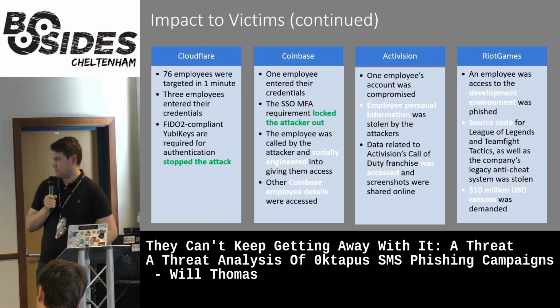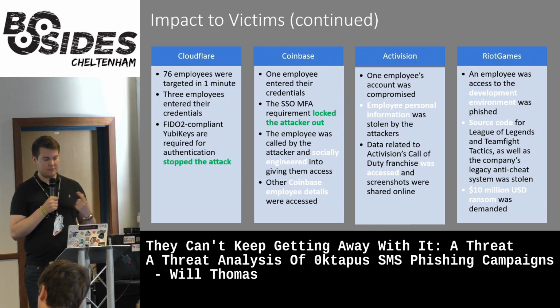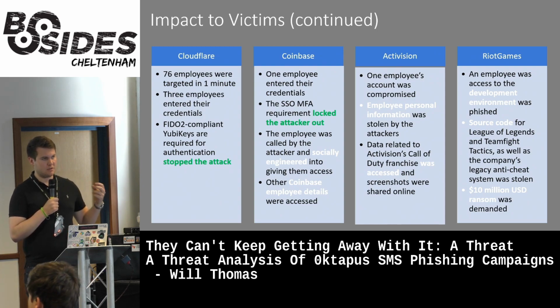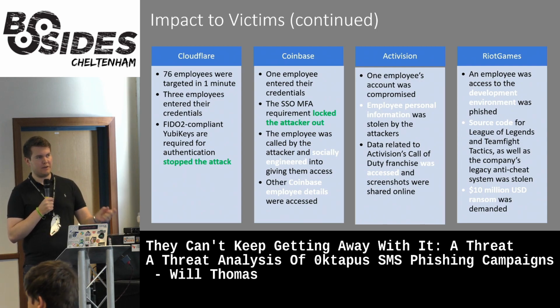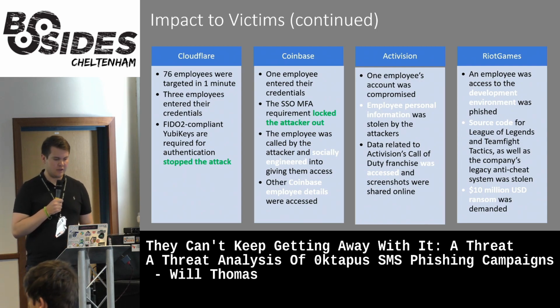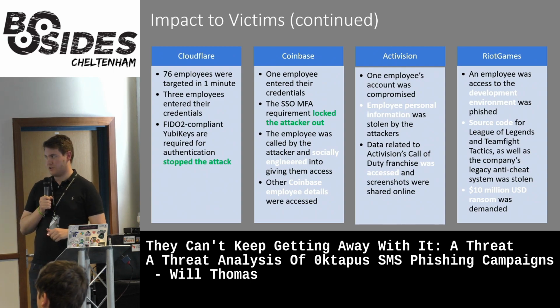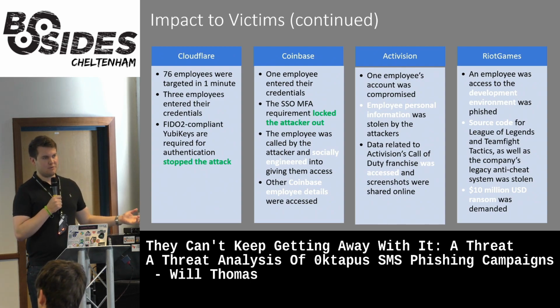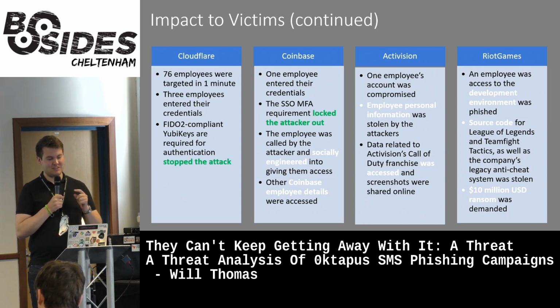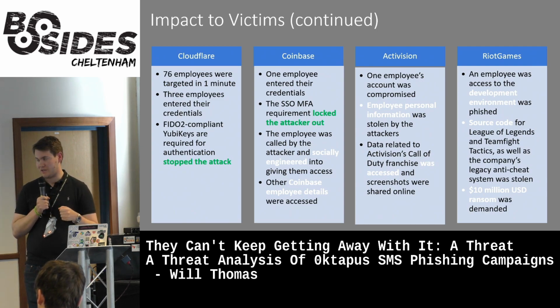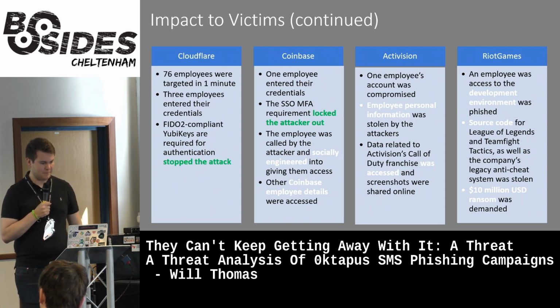Next one, impact to more victims. The interesting thing here: Cloudflare came forward and said that 76 employees were targeted in one minute. Again, this shows the bulk SMS sending tools the threat actors had access to. They said three employees actually fell for it. They clicked on the link and entered their credentials. The interesting thing about Cloudflare, though, is that because they used YubiKeys, the attack was stopped, because YubiKeys are pretty unphishable. The threat actor couldn't steal a 2FA code. The employees have to physically put in a YubiKey to authenticate. That stopped the threat actors there.